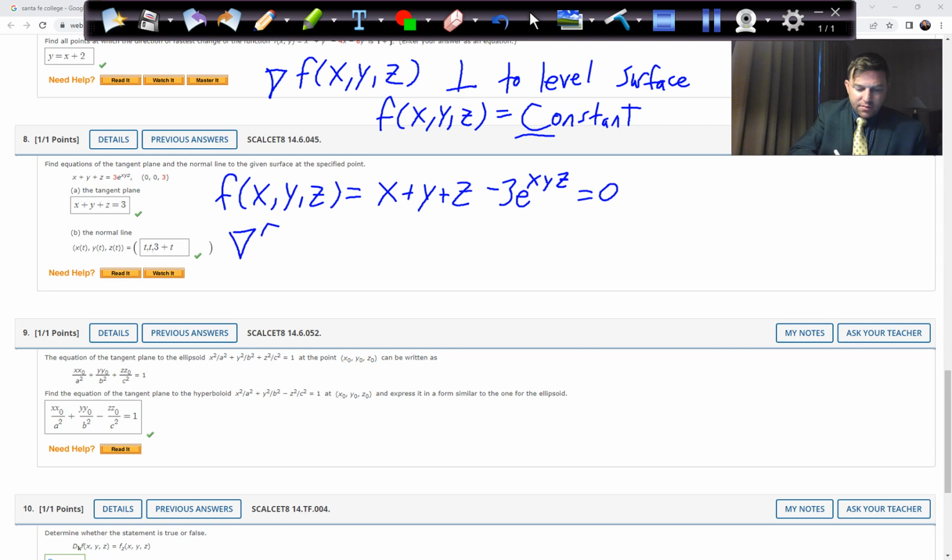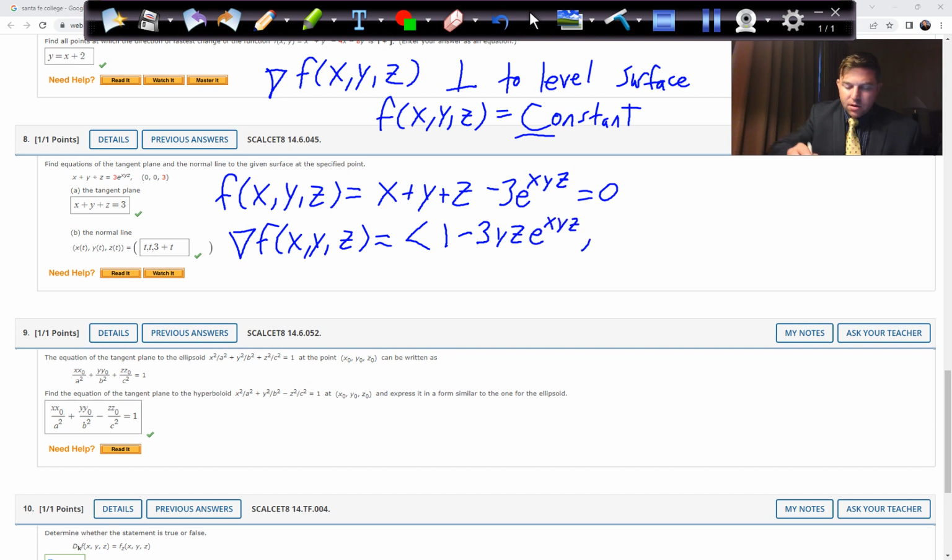So the gradient of this function at the point x, y, z has to be equal to, well, the derivative of x is 1, y goes away, z goes away. Now this one would be minus 3yz e to the xyz. Now how did I get that? So if I look at minus 3e to the xyz, x is the variable, so yz is a constant, and the derivative of e raised to a constant times a variable is the constant comes down. So y and z will come down in front, and then everything stays the same.